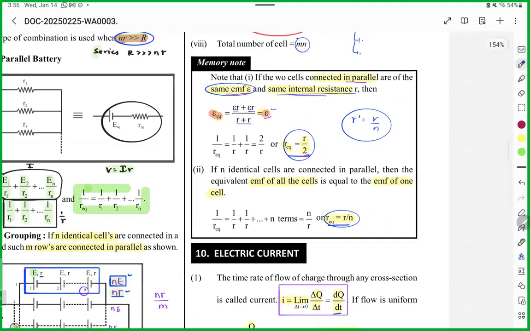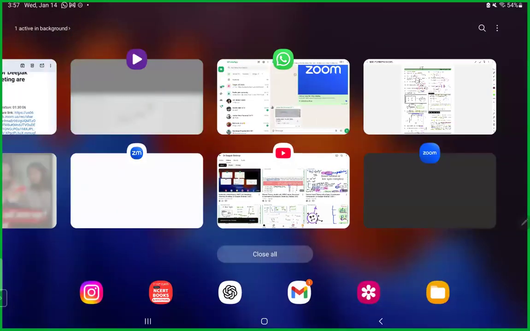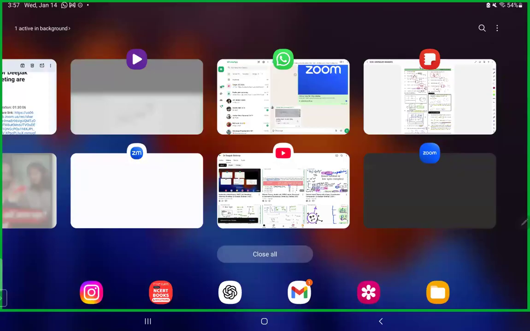So the majority of the chapter is done, guys. Resistance is done. Cell is done. Normal current is done. Kirchhoff law part is left out. Jordan, you sent me the syllabus, correct? Let me go through it.